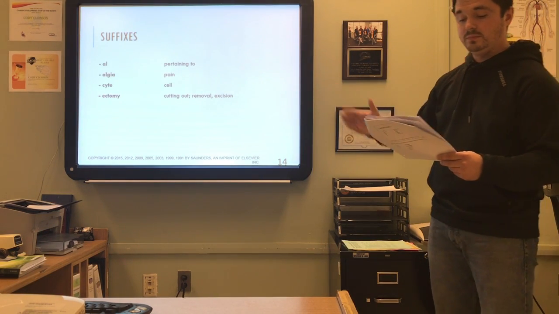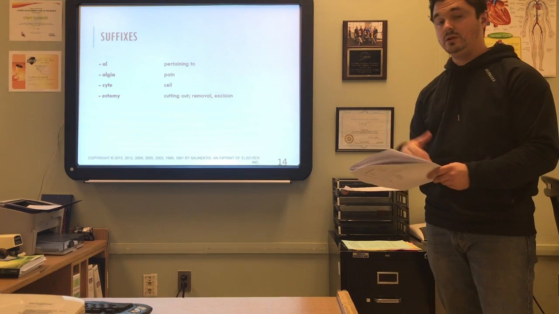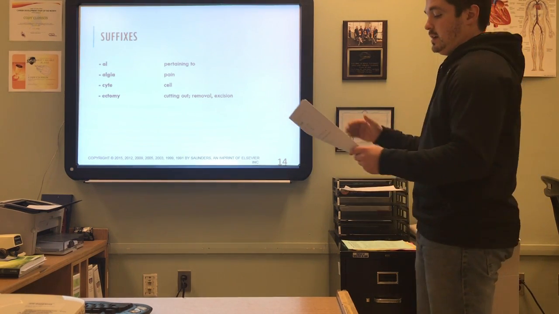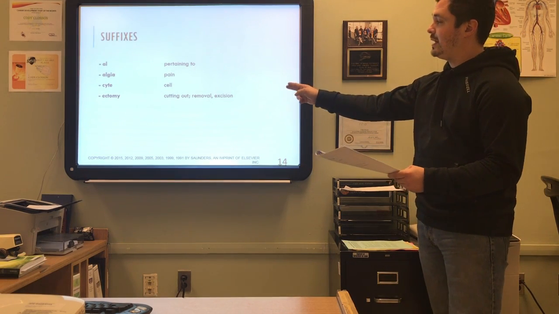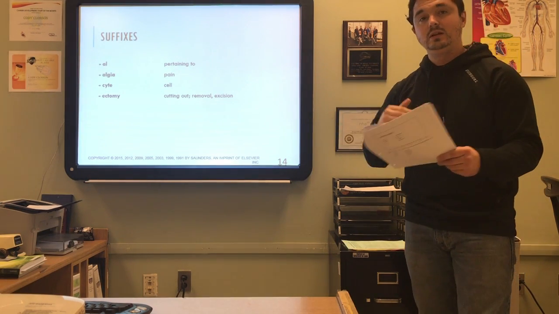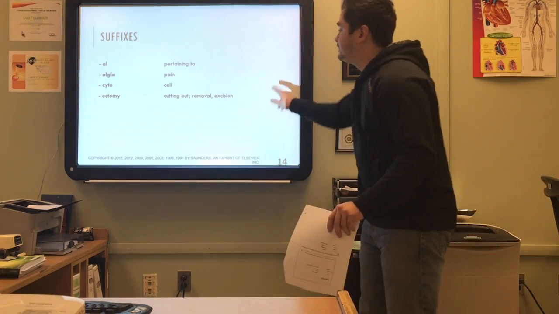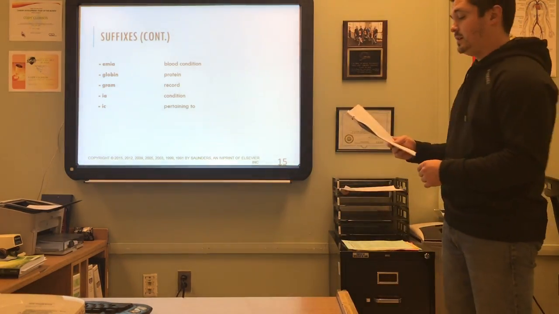Cyte means cell, and that could be used with leuco. So you create leukocyte, which is a white cell. And then you have ectomy, which is the cutting out, removal, or excision of. So gastrectomy would be surgical removal of the stomach. So it's important to know those.